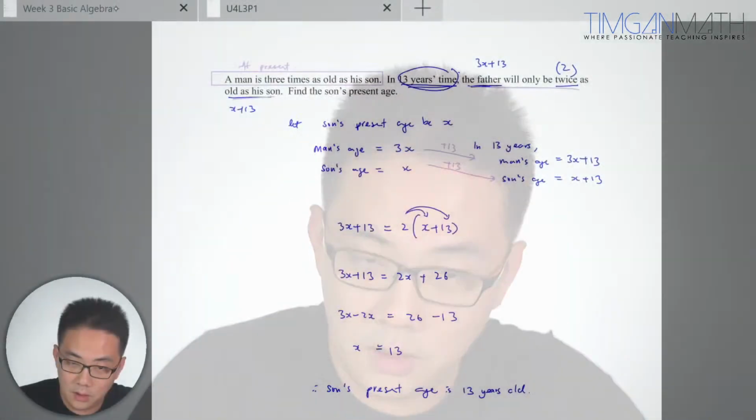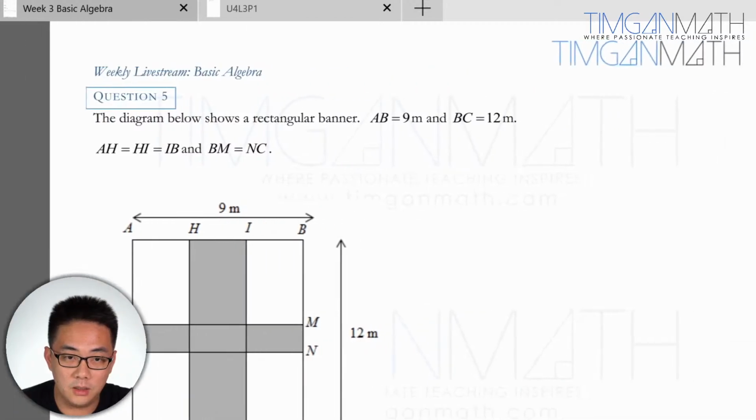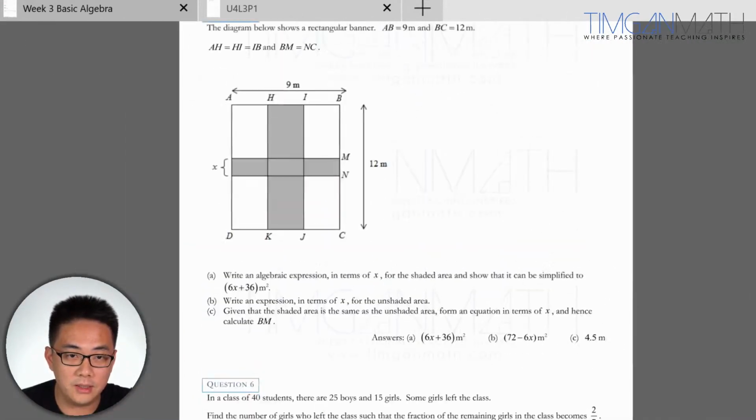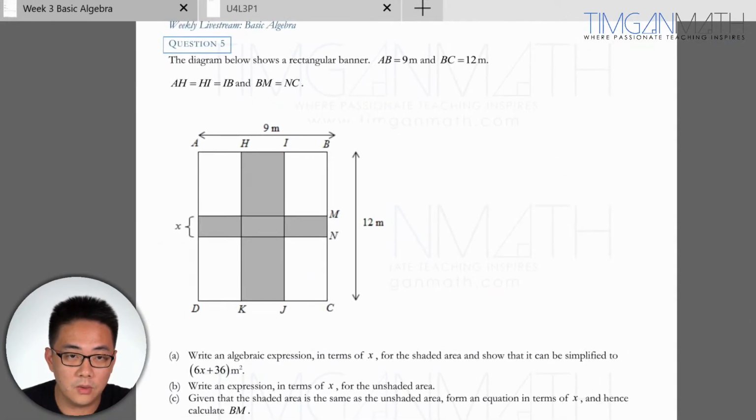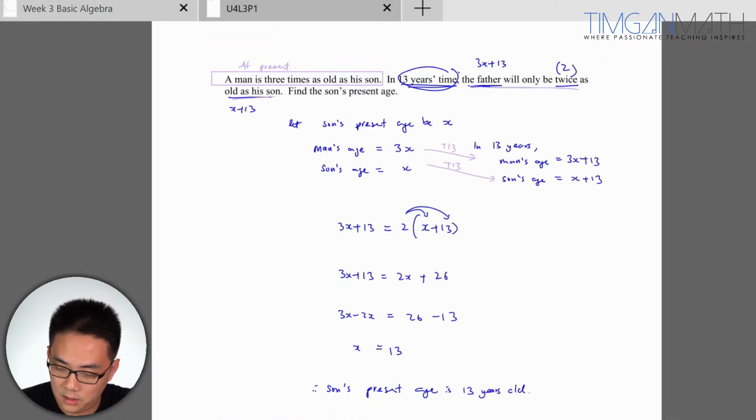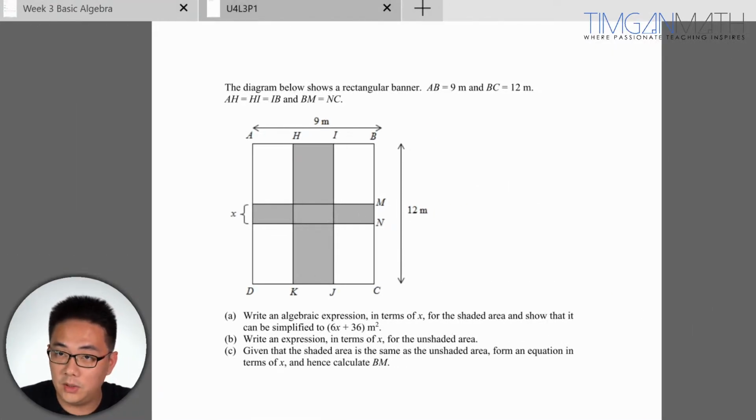Alright, so next part, I think the next question, which will be the last two, should be quite fast. This one, okay, question 5. If you have any question, please let me know. Let me check through the message board. No? Okay, great.